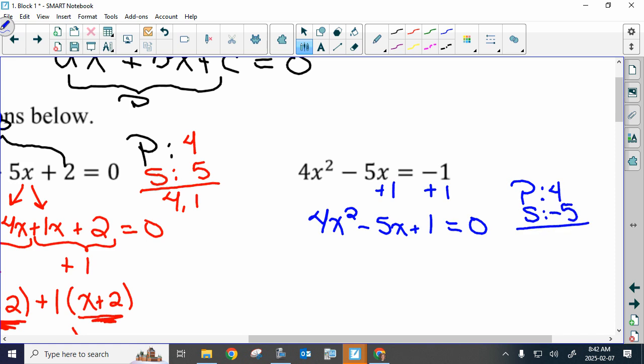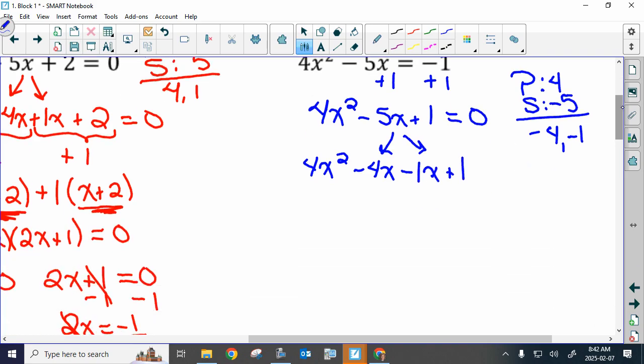Stein, what do we got here? What gives me a product of positive 4 and a sum of negative 5? Perfect. Again, guys, we have a leading coefficient that wasn't 1. So we have to decompose our middle term. And I'm intentionally putting them in this order, because I want you guys to notice something here.